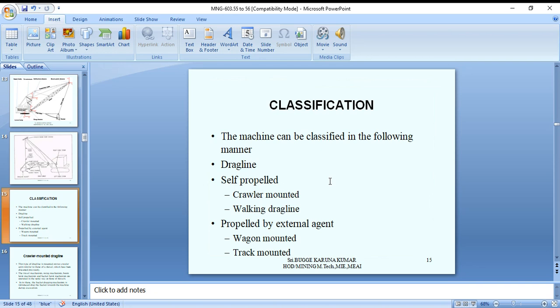Classification: the machine can be classified in the following manner. The basic dragline is classified depending upon the mechanism, depending upon the movement of the vehicle of the dragline. The classification of the simple dragline system is there: self-propelled, meaning crawler mounted and walking dragline, and those propelled by external agents, wagon mounted and track mounted. So these are the classifications of the dragline.